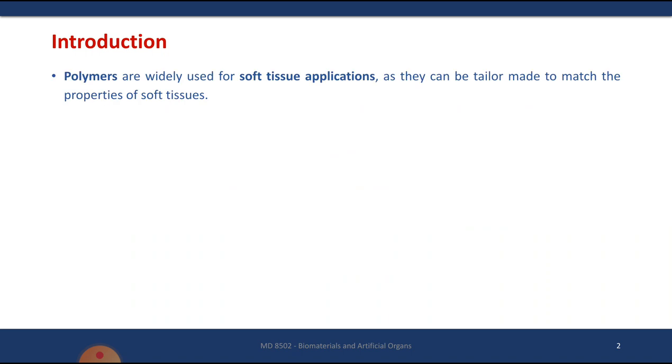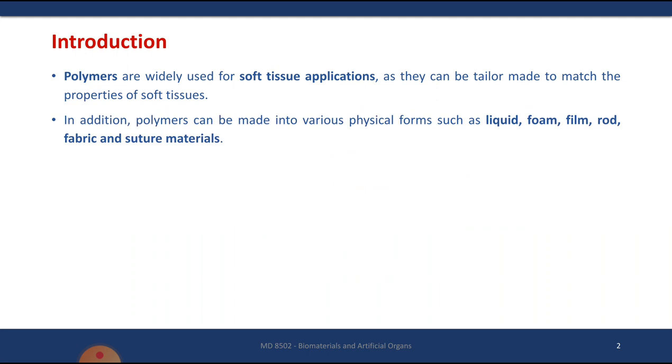So mainly when we talk about maxillofacial implants and all other implants in your Unit 5, polymers are mainly used for soft tissue applications because they can be tailor-made and customized, and according to the needs of the patient they can be modified. So that's why polymers are widely used. In addition, polymers can be made into various forms such as liquid, foam, film, rod, fabric and suture materials. So whatever the application is, we can customize the polymer into that particular shape. So that's why polymers are widely used.